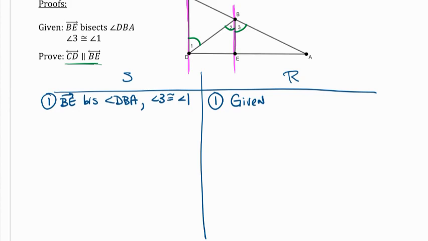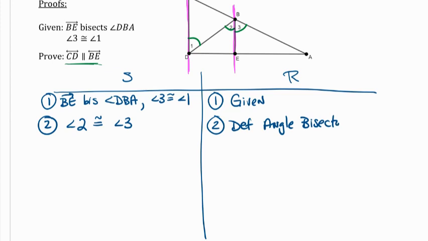So then remember, the next thing we did was we looked at that BE bisects angle DBA. That's an angle bisector. And we said, well, if it bisects that angle, then that means that it cuts that angle in half, and angle 2 and angle 3 are the same. So let's write that down next. So I'm going to say angle 2 is congruent to angle 3. And the reason we know that was because of that angle bisector. That's the definition of angle bisector. That's where that information came from, because I knew I had that angle bisector.